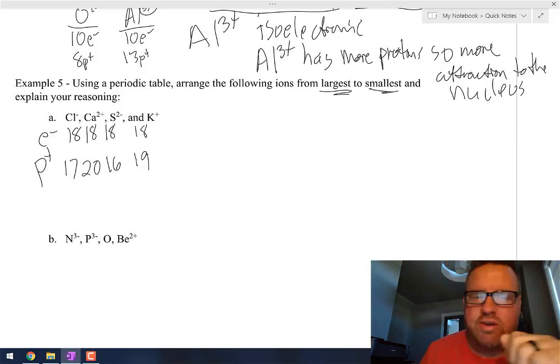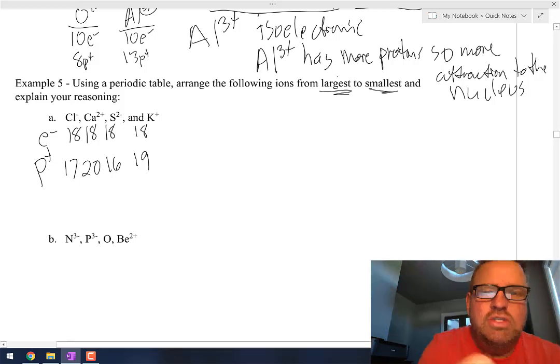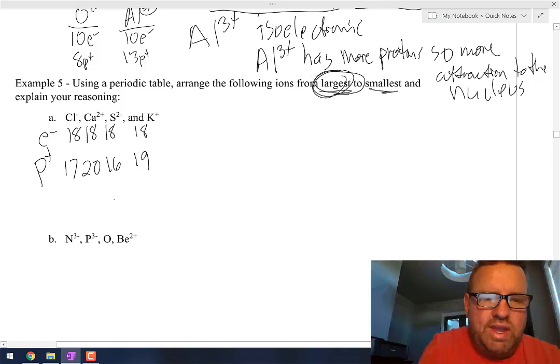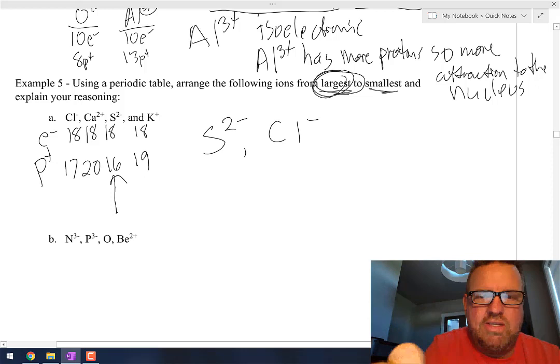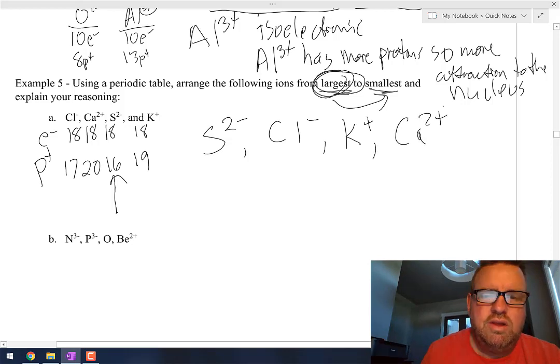Hopefully you look at the periodic table. They all have 18 electrons. What neutral atom has 18 electrons? Argon. So the largest is the one with the weakest attraction to the nucleus. The weakest attraction is the one with the fewest protons, which is S2 minus. Then our next one would be Cl minus. Again, we're going from largest to smallest. Then we would have potassium with its +1 charge, and then calcium would be the smallest.